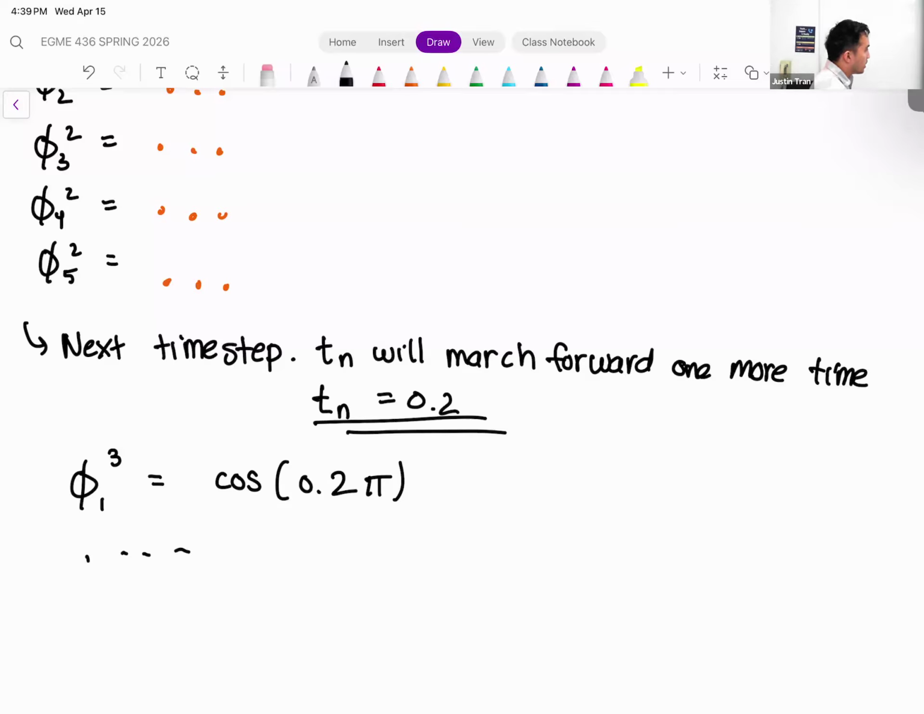Any questions on that? Okay, good. So the last thing that we're going to talk about today is unsteady problems in 2 dimensions.